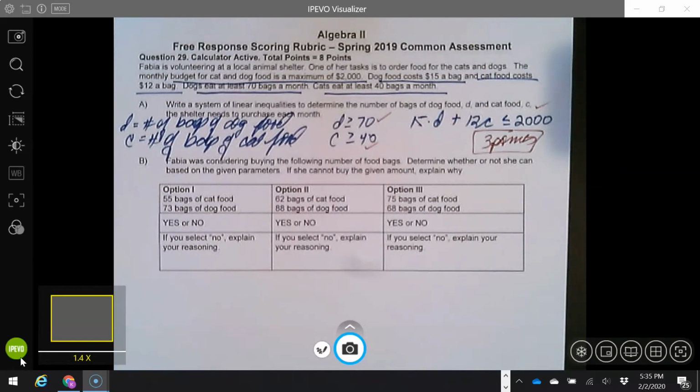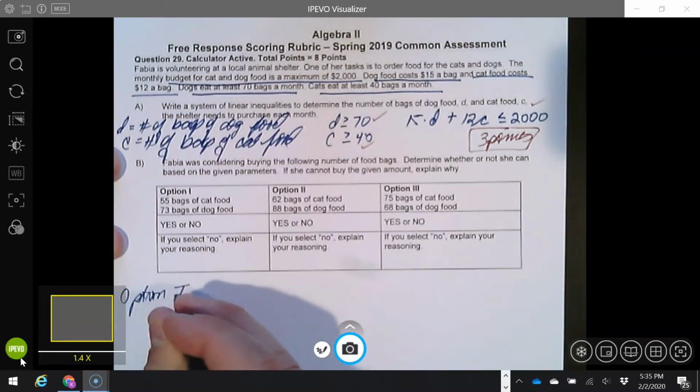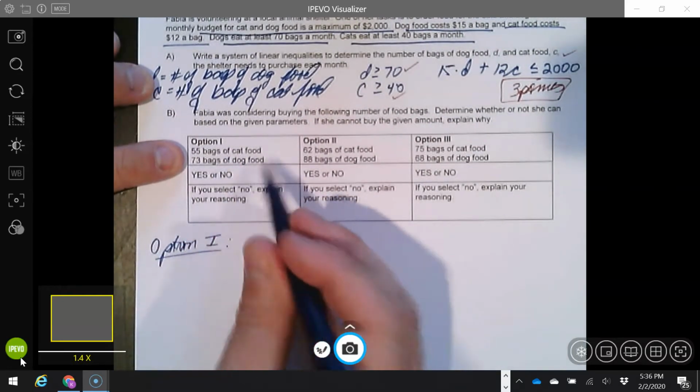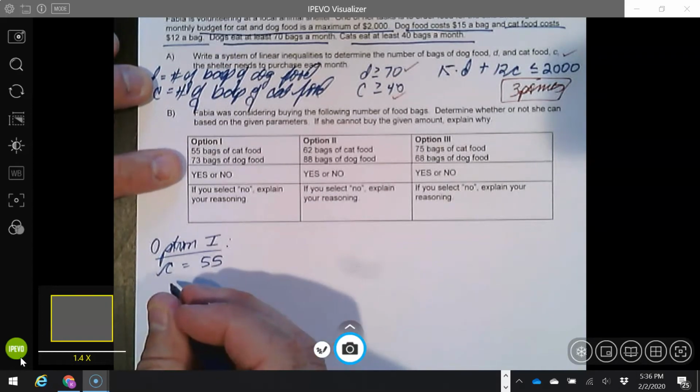Okay, let's look at part B. Fabia was considering buying the following number of food bags. Determine whether or not she can based on the given parameters. If she cannot buy the given amount, explain why. Okay, option 1. Here we go. Option 1 says that she wants to buy 55 bags of cat food. So C is going to be 55.